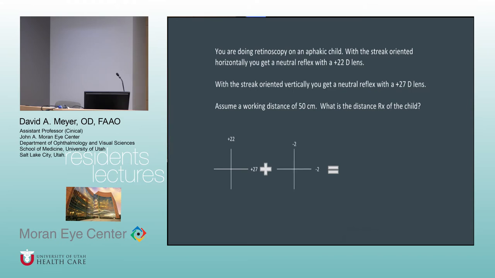So you figure 50 centimeters, you reverse that, so 1 over 0.5. 1 over 0.5 is 2. And you know, you're sitting 50 centimeters regardless of however you have the streak oriented. So you basically have to take away 2 diopters from each meridian. And so the power cross now looks like this. Plus 20 and plus 25. And so what that means is the final Rx is plus 20, plus 5, axis 90. That's the child's Rx.